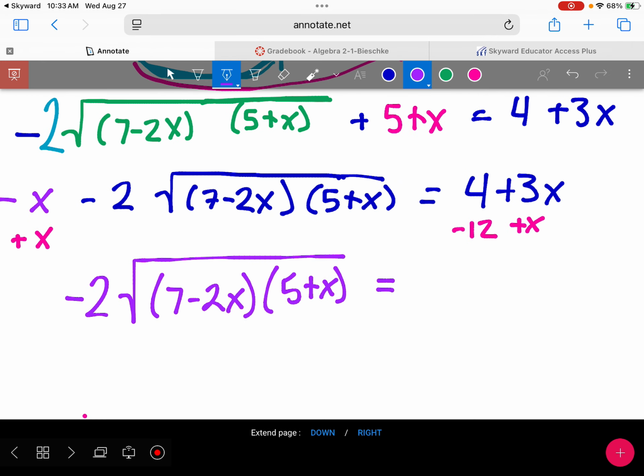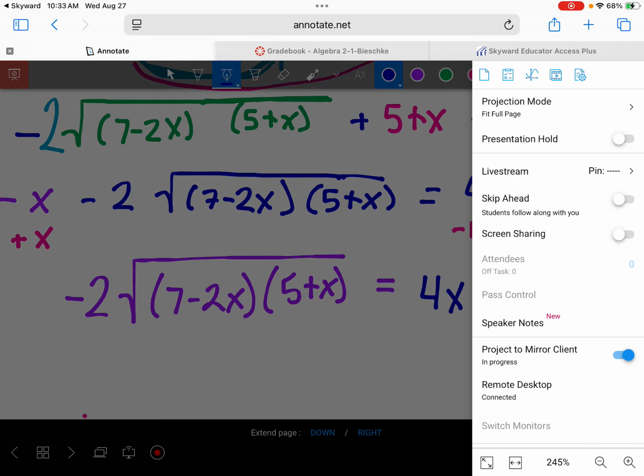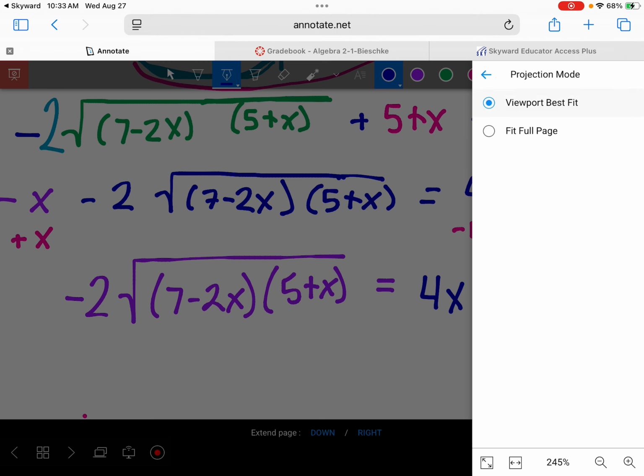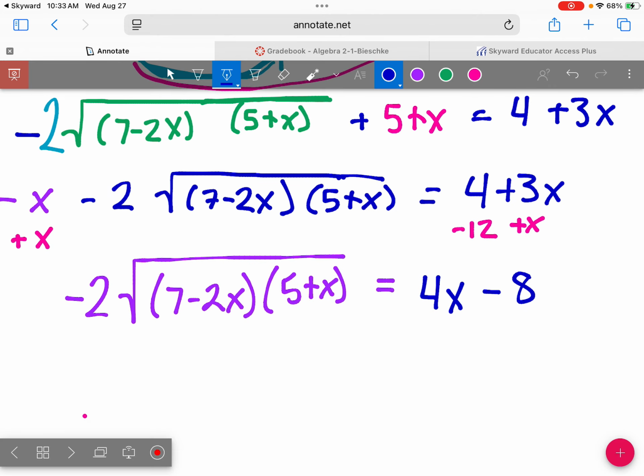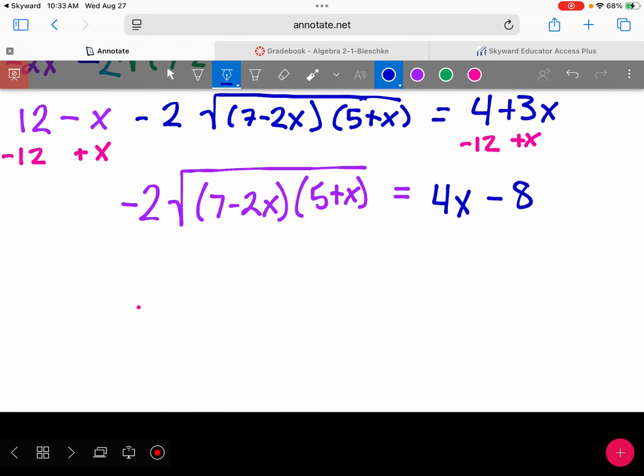equals, and you can keep them in this order, or we can flip-flop things around and put the x's in the front, numbers in the back. Either way is fine. I'm going to put my 4x, 4 minus 12 gives me a minus 8. If you put it as minus 8 plus 4x, that is 100% okay. I am going to change the view just for a second, just so I can get a little bit more paper so I don't have to write so small.